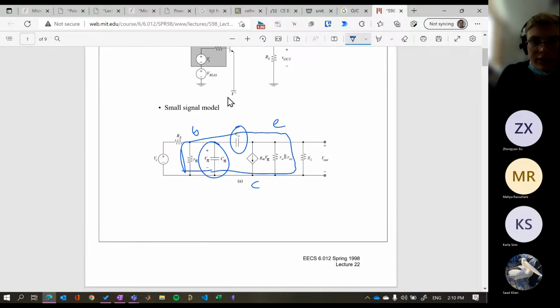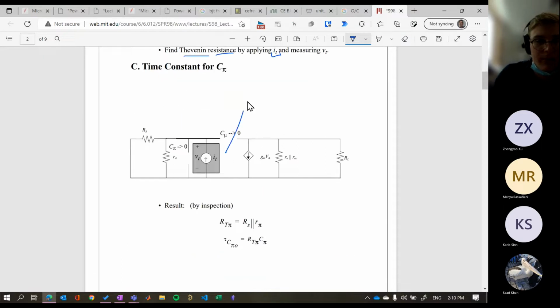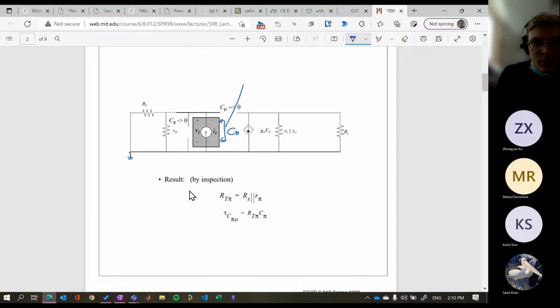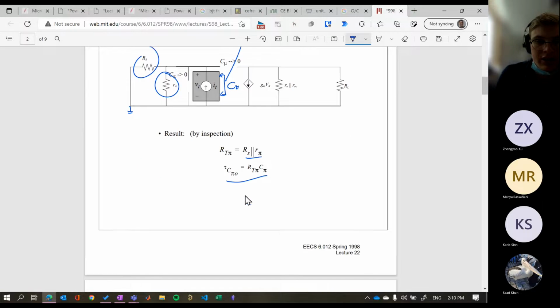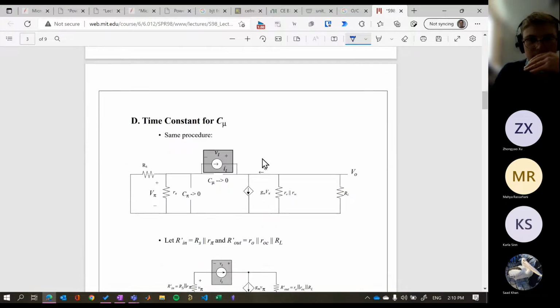So, again, it's called the open circuit time constant method. So we're going to open circuit C mu, that's good for us. Gets opened up. And then we're going to find the Thevenin resistance that C pi would see when we've grounded our source. Now this is quite simple, right? We can see that it's just R pi in parallel with RS. So then the open circuit time constant is just going to be this resistance times the capacitance, C pi, and we're halfway there.